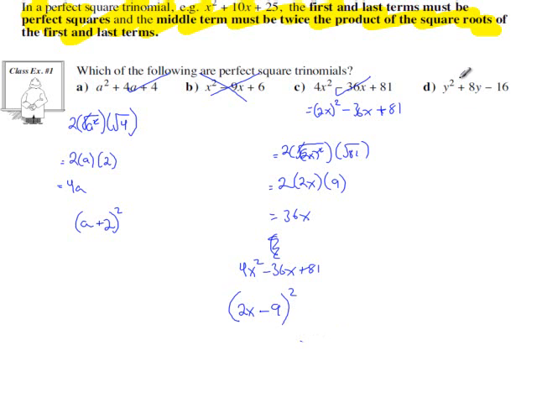Part D. y squared is a perfect square. Negative 16 is not. A perfect square always has to be a positive number because you can't take the square root of a negative. So any negative number, you know right away that is not a perfect square. So this isn't a perfect square trinomial.